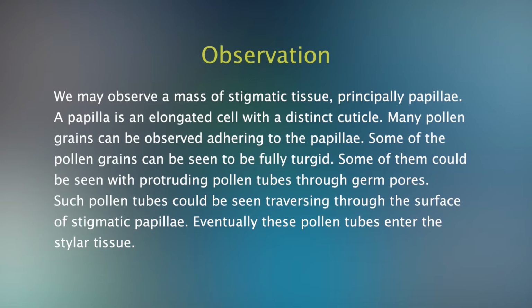We will take the observations. We may observe a mass of stigmatic tissue, principally papillae. A papilla is an elongated cell with a distinct cuticle. Many pollen grains can be observed adhering to the papillae. Some of the pollen grains can be seen to be fully turgid. Some of them could be seen with protruding pollen tubes through germ pores. Such pollen tubes could be seen traversing through the surface of the stigmatic papillae. Eventually, these pollen tubes entrench the stylar tissue.